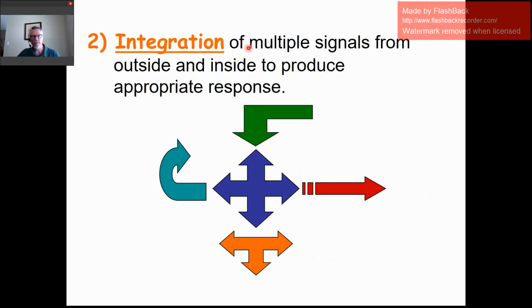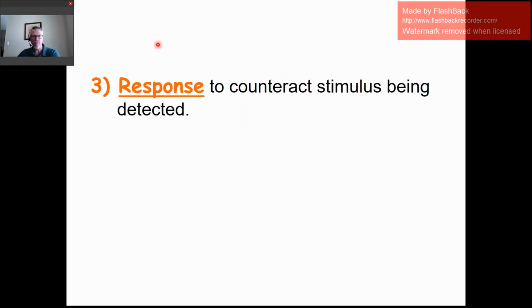The second step of the reflex arc is integration. So in the brain, all these signals are coming in from various places, and your brain needs to link everything together and figure out what it means, and that's what these arrows are supposed to represent, and then figure out what to do in response to the variety of signals that have come in. So that's the integration step.